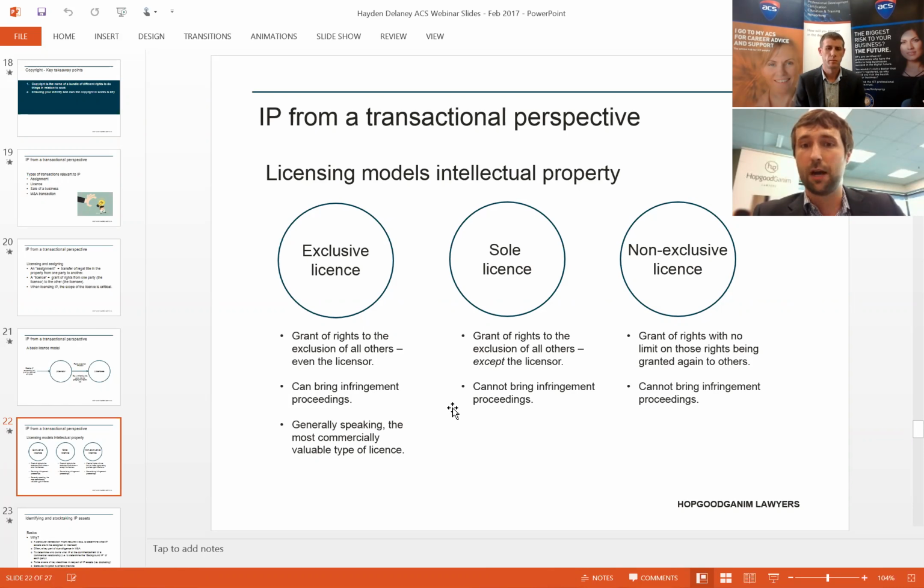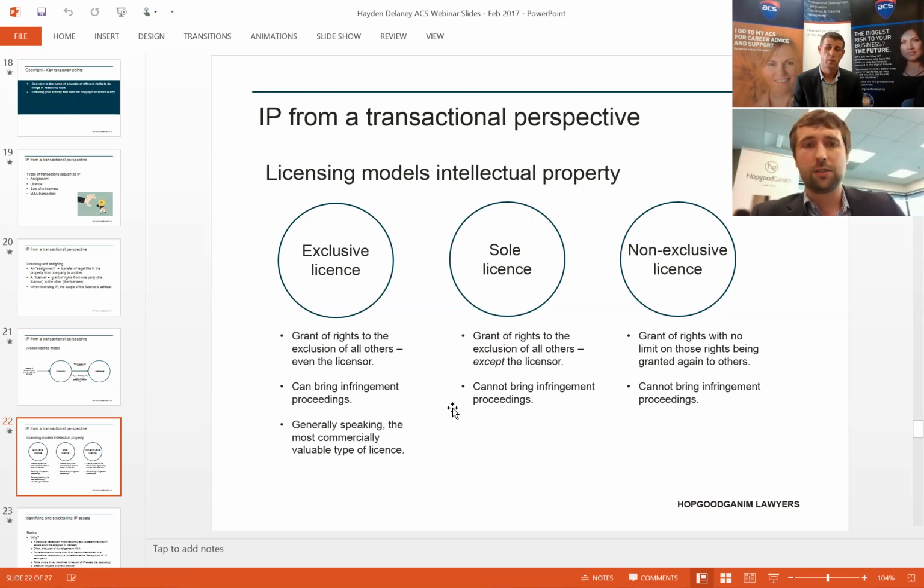It's a grant of rights to the exclusion of all others except the licensor. So the licensor can still exercise those rights, and the licensee can exercise those rights. No one else can. And then finally, you've got the non-exclusive license, so a grant of rights with no limit on those rights being granted again to others. So you can grant it an unlimited amount of times, full stop.